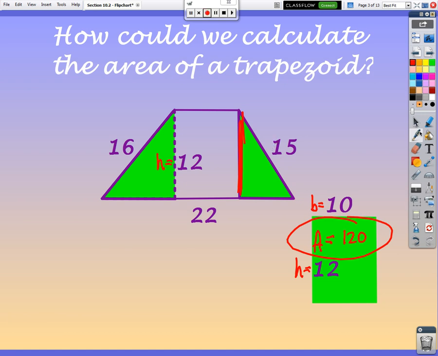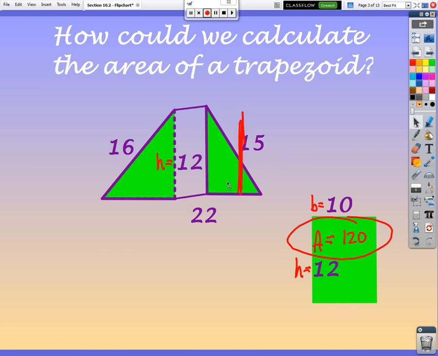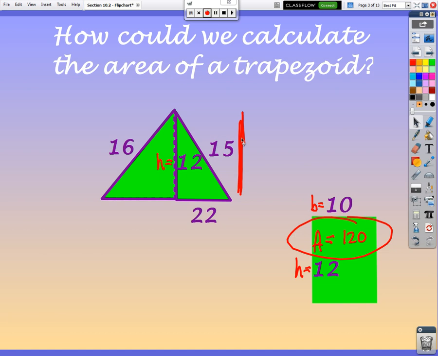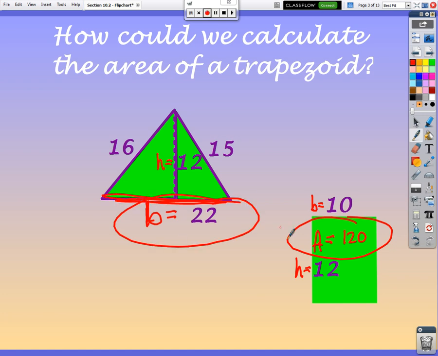Now, if I think about these two triangles that were left over, and if I were to push them together, I might be tempted to say that the base of the triangle down here, if I don't watch out with what I'm doing, I might think the base is 22.